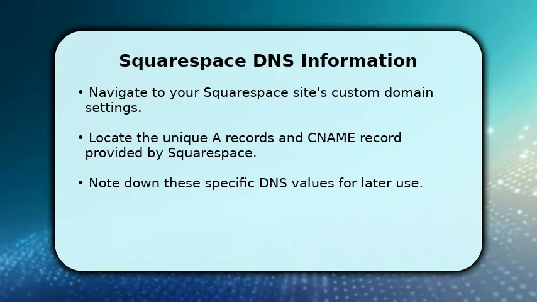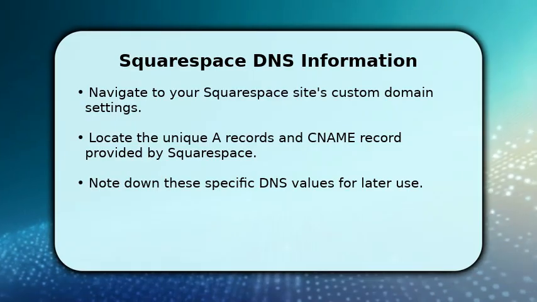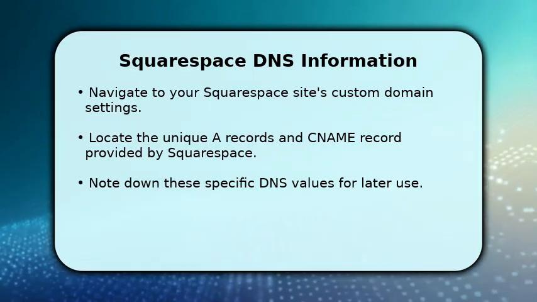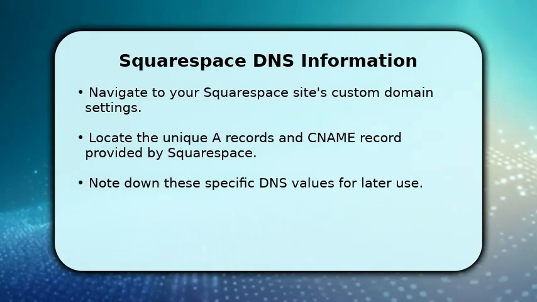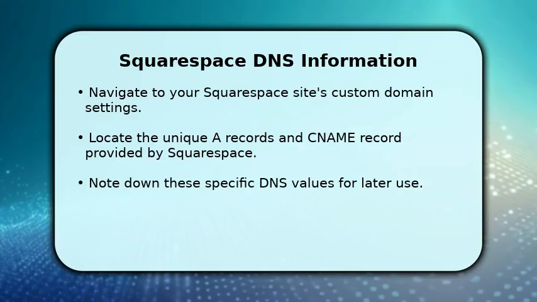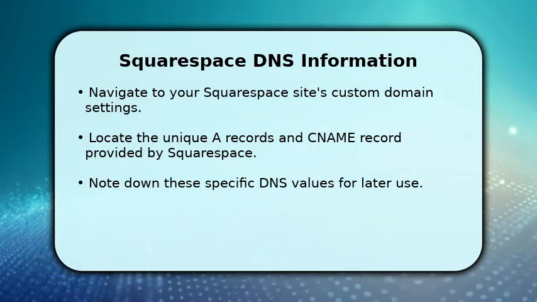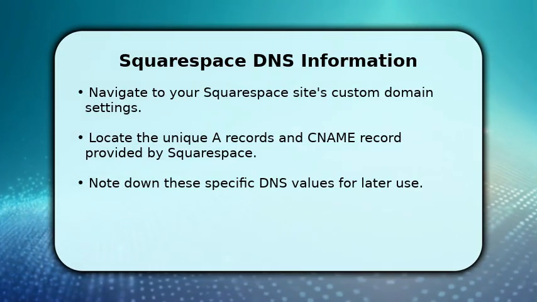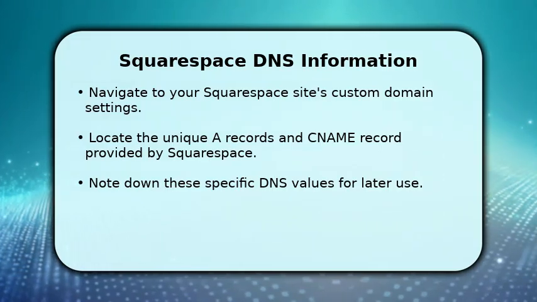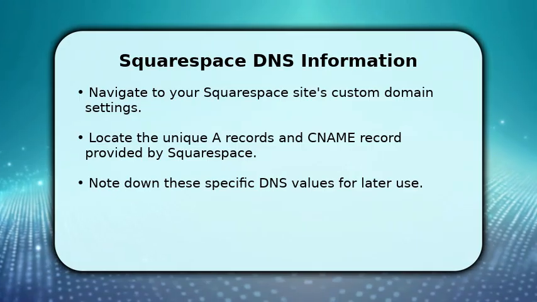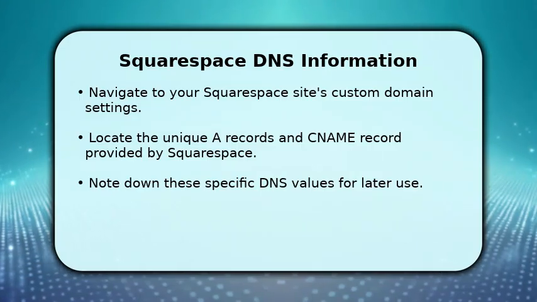First, log into your Squarespace account and go to your custom domain settings. Here, you will find the essential DNS records needed for the connection. Squarespace typically provides 4 A records and 1 CNAME record. The CNAME record for www should point to xcust. Squarespace.com. Carefully write down or copy these exact values, as they are crucial for the next step in Godaddy.